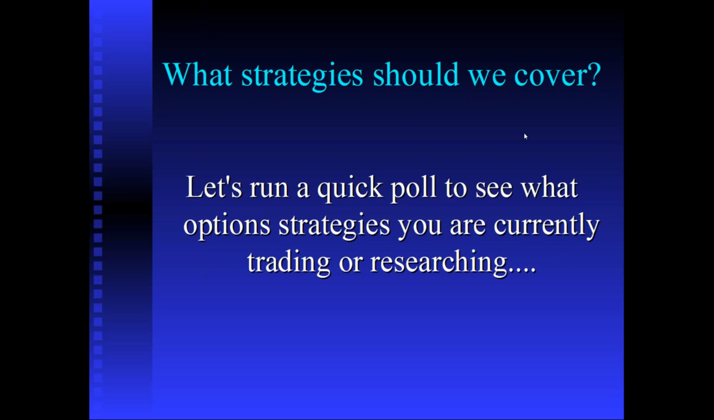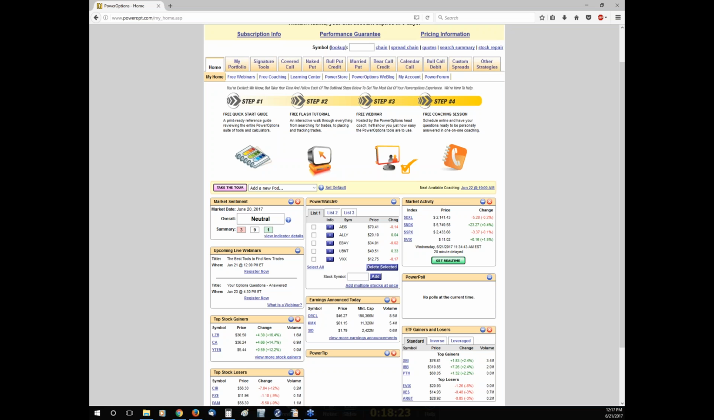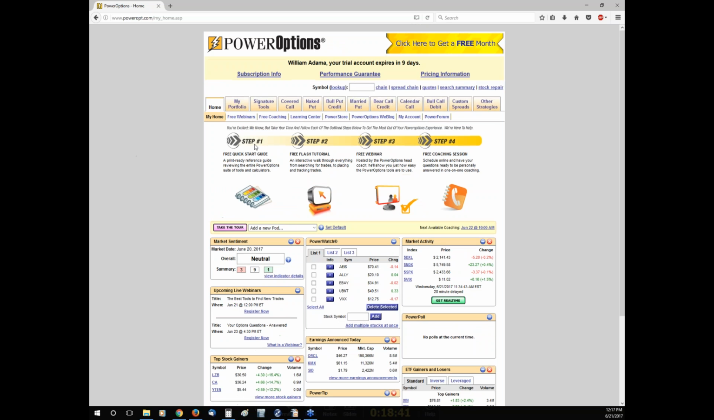What we're going to do now, ladies and gentlemen, is I'm going to navigate over to the PowerOptions suite of tools, and we're going to take a look at how exactly these tools are the best at finding new trades, whether you are looking one stock at a time, or whether you have a set criteria that you want to look for, or you just don't know what you're looking to trade right now. All right.